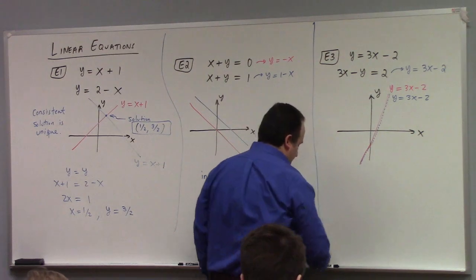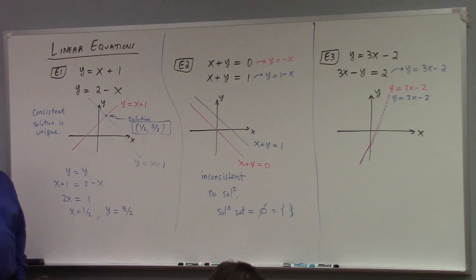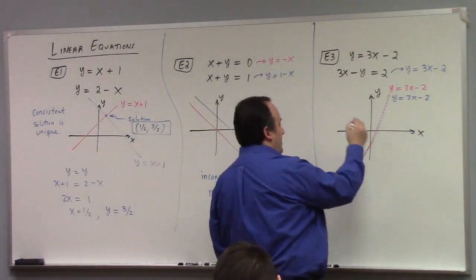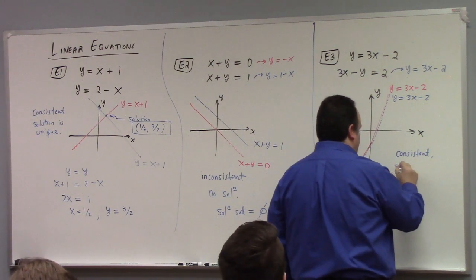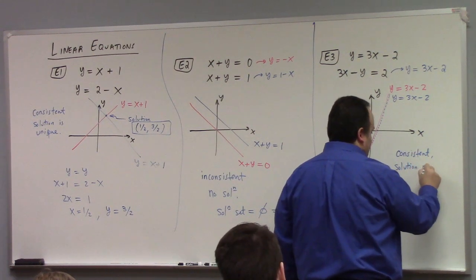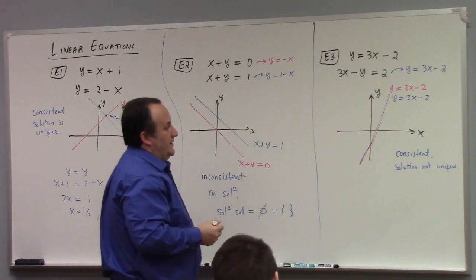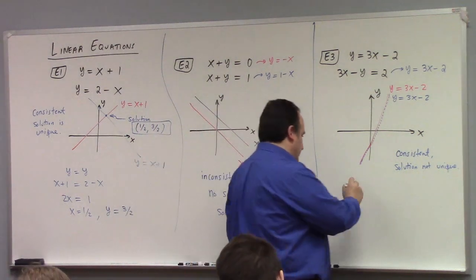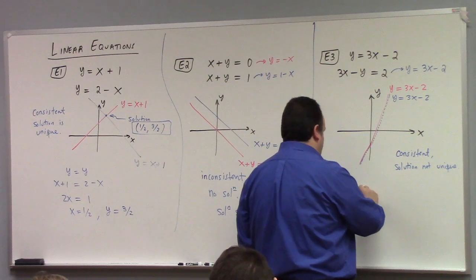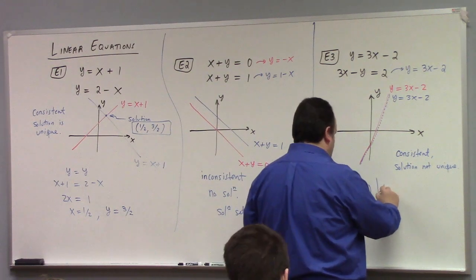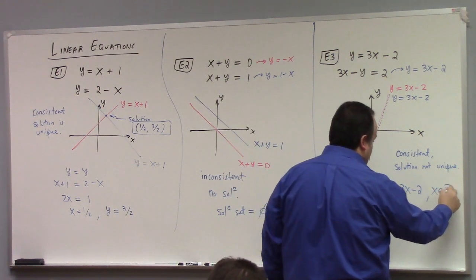Example 3, how about this? Is this consistent or inconsistent? Well, it's consistent. The solution is not unique, and essentially the solution is given as follows. We've got x comma y, such that y is equal to 3x minus 2, and x is a real number.